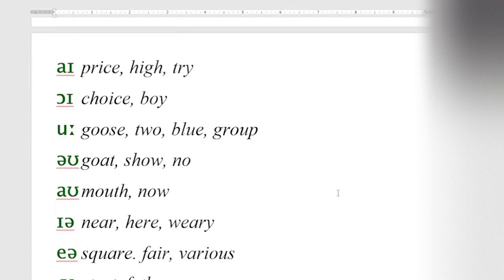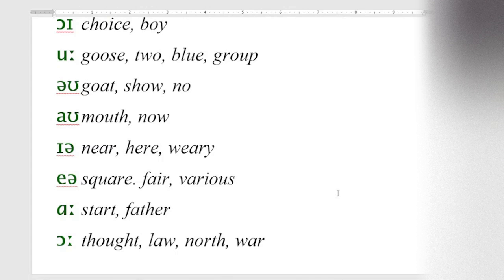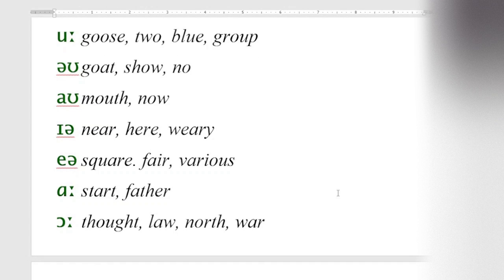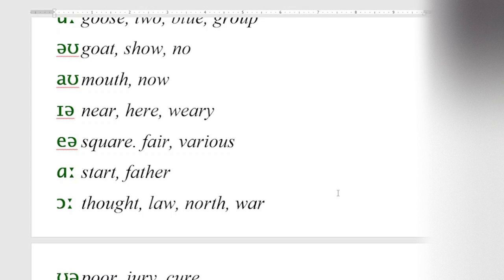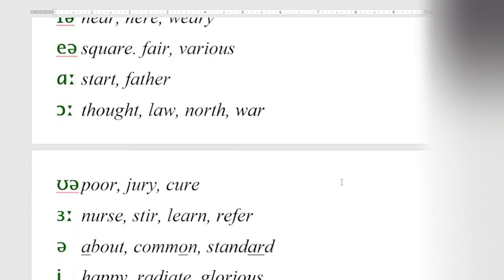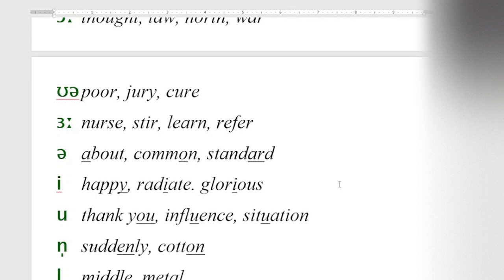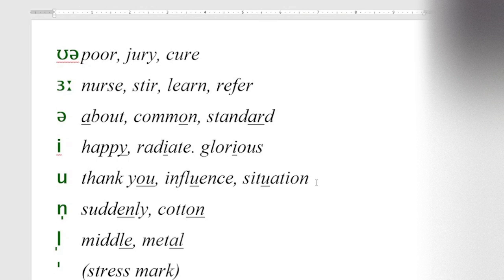The next phoneme is in price, high, try, then choice, boy, goose, two, blue, group, goat, show, no, mouse, now, near, here, very, score, fair, varies, start, father, salt, low, north, war, poor, jury, cure, nurse, stir, learn, refer.